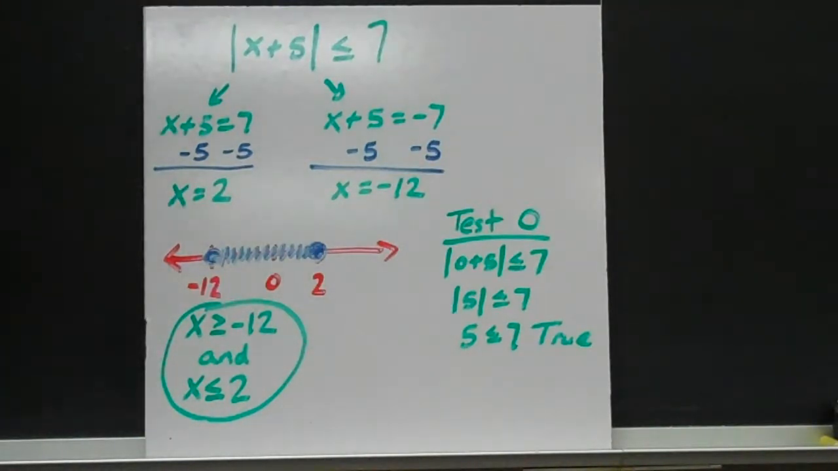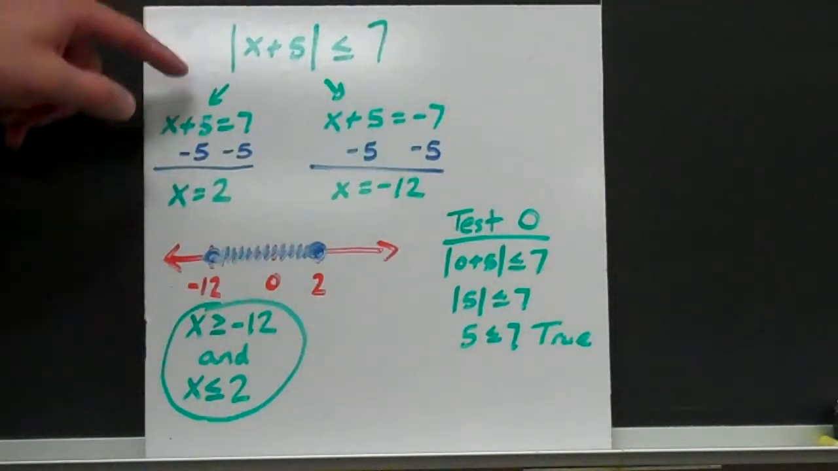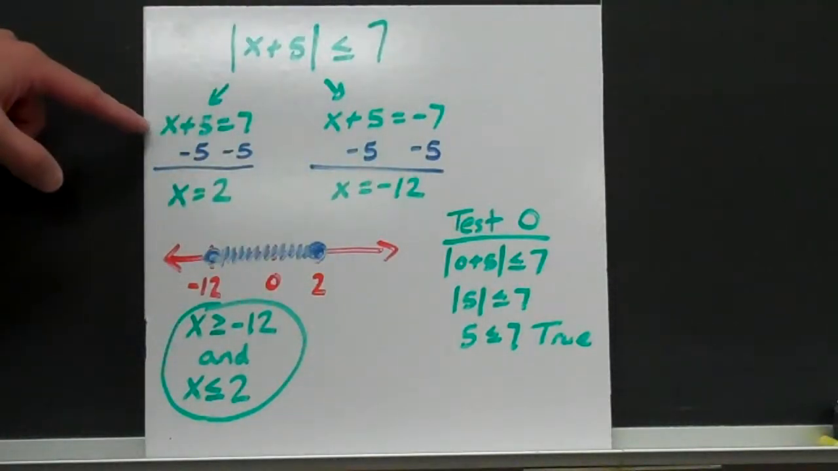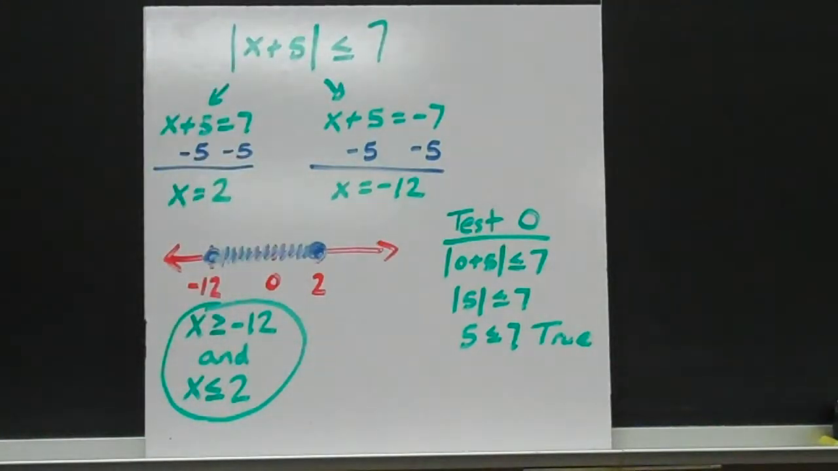The absolute value of x plus 5 is less than or equal to 7. And again, we're asking ourselves now, what number is 7 units away from 0? And that could be positive 7 or negative 7. So we write two equations. X plus 5 equals positive 7. X plus 5 equals negative 7. And then we solve each equation.